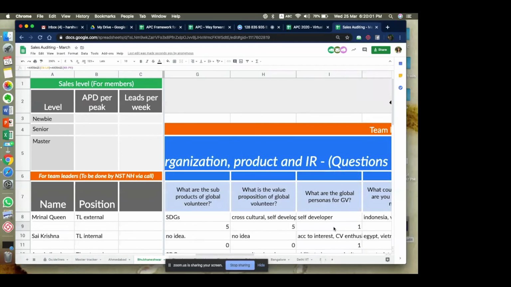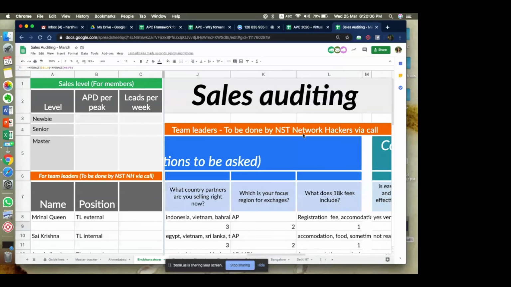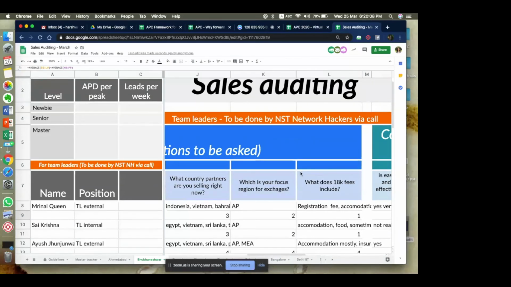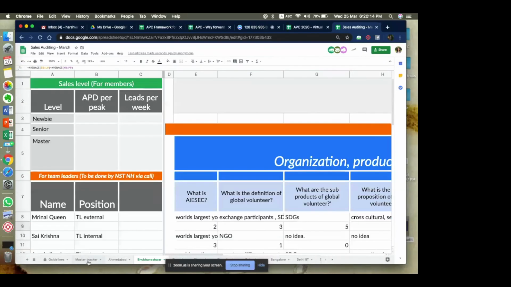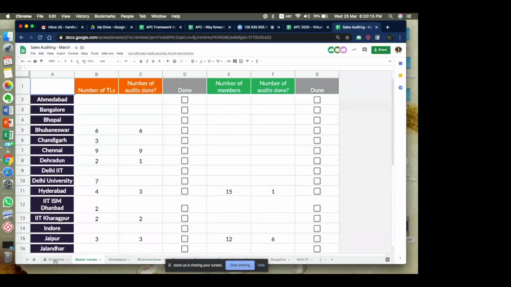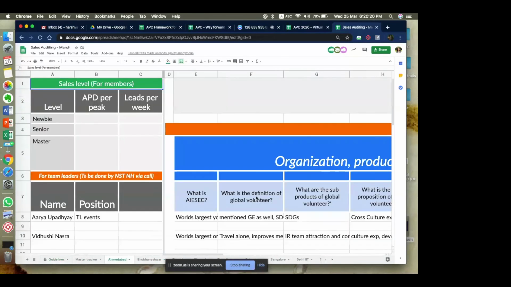So this is being done in two ways. For the team leaders in a department, my NST is doing the entire sales auditing. And for the members, the LCVPs are doing it. So over here, this is the procedure that we use. There is a master tracker here. There are guidelines being given over here. Everything is given. And based on that, we are doing this entire sales auditing.